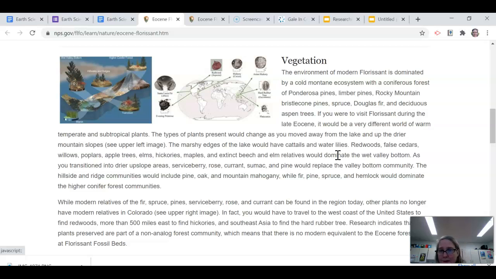So during the late Eocene period, it was very temperate. There were subtropical plants. Now it's a cold montane ecosystem. So in our Google form for this one, we asked them a couple multiple choice questions, and we asked them in their own words to describe the difference in climate between the late Eocene period and today.